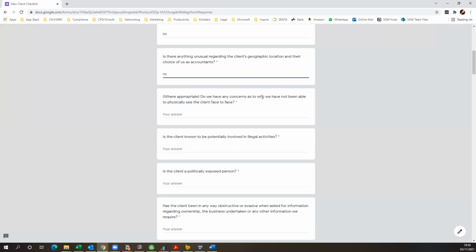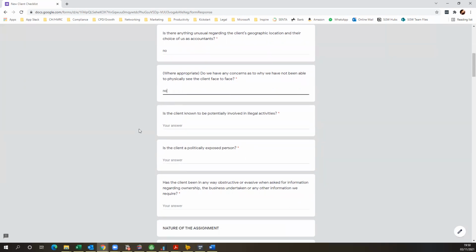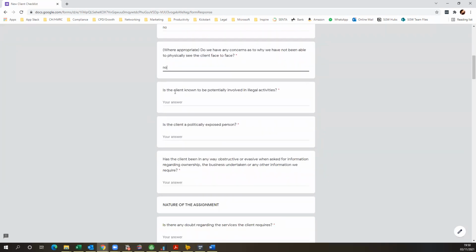Where appropriate, do we have concerns as to why we've not been able to physically see the client face to face? So for any AML and identification procedures we go through, we are going to be looking to either meet the person in person, face to face, or we're going to do a video call. If we've not been able to do either of those, you're going to want to write something there because that would be a concern. At the very least, we should be able to do a video call with somebody, even if it's a 2-minute WhatsApp call, just to confirm that they look like the person that we've received ID for, and they seem to be the right person, and just have a little chat with them, make sure that they're aware of who we are and what we're doing.